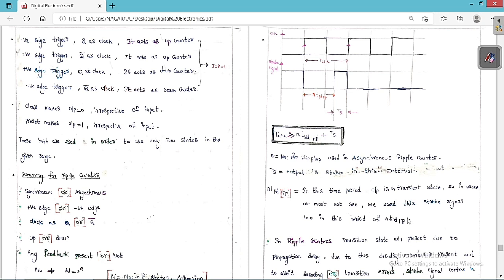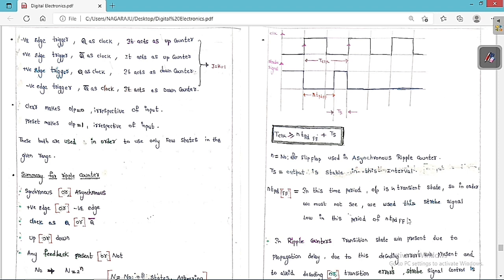So T clock is always greater than or equal to N into TPD-FF plus TS. Small n is the number of flip-flops used in the ripple counter, and TS is the interval in which the output is always stable. N into TPD-FF is the time period in which the output is in the transient state.